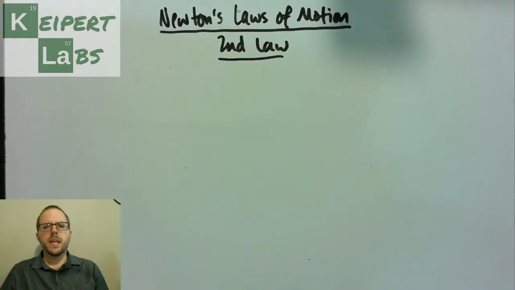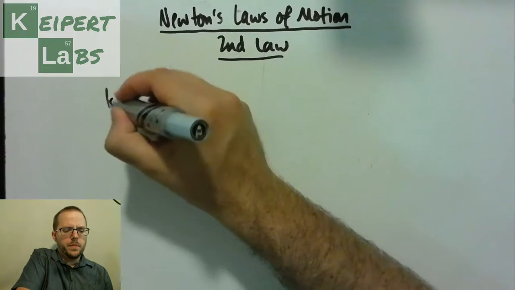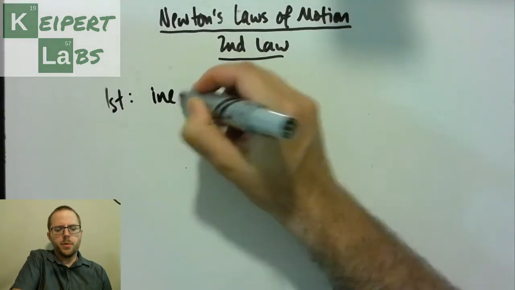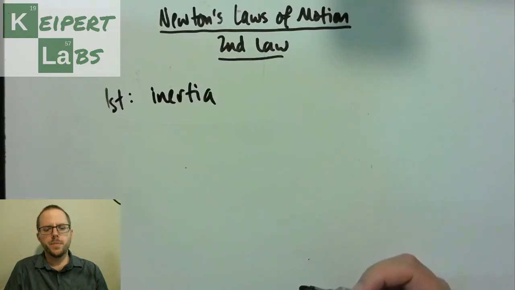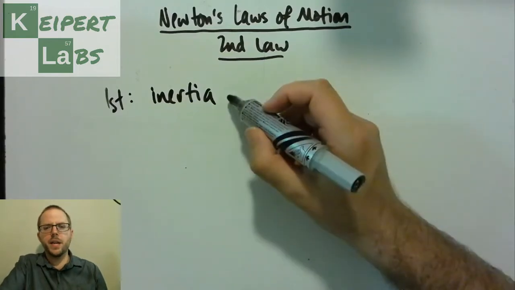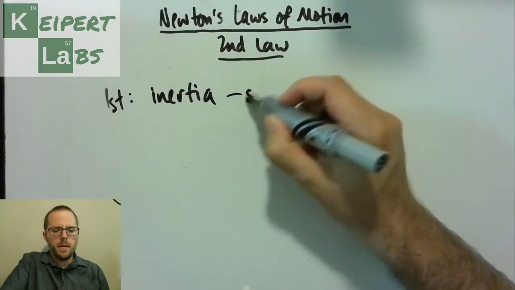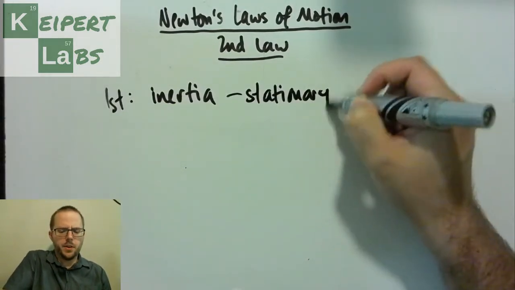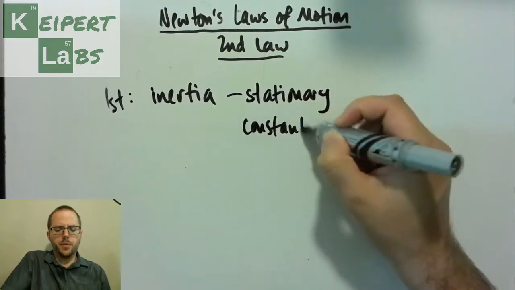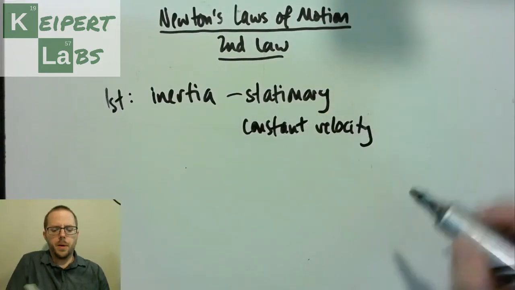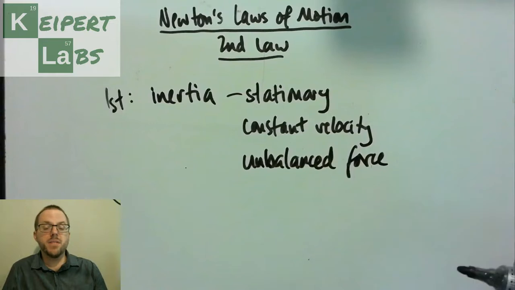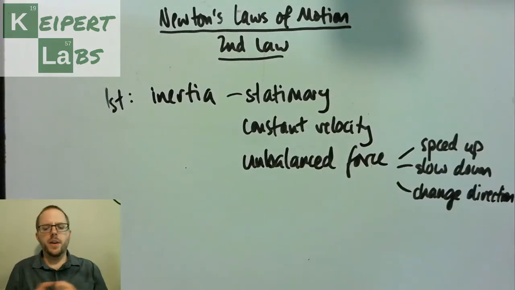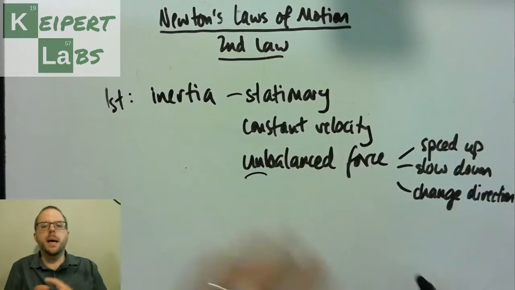Okay, so far we've looked at Newton's first law and this concept that we summarize as inertia, or the tendency for an object to maintain its state of motion unless acted upon by an unbalanced force. If it's stationary, it will stay stationary. If it's at constant velocity, then that's what it'll do. But if it's acted upon by an unbalanced force, then it may speed up, slow down, or change direction. Okay, so they're all things that could happen if acted upon by an unbalanced force.